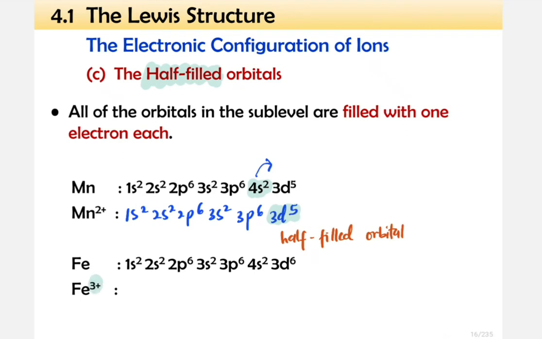Okay, so kenapa 3+? Because if it removes 3 electrons, kalau remove 3 electrons, 2 daripada sini dan 1 electron from here lah. Okay, so you akan dapat 1s2, 2s2, 2p6, 3s2, 3p6 and 3d. Dah tinggal 5 lah sebab dah buang 1 kan tadi.